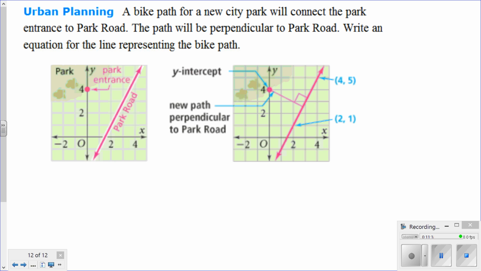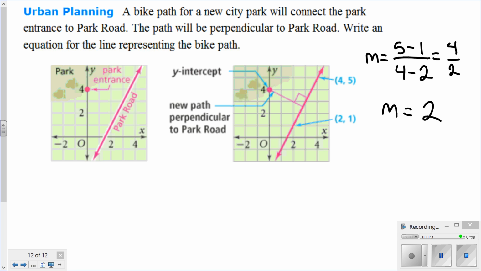So remember, slope is change in your y coordinates over the change in your x coordinates. The change in my y coordinates is 4. The change in my x coordinates is 2. The slope 4/2 reduces to 2. So the slope of this line is +2.